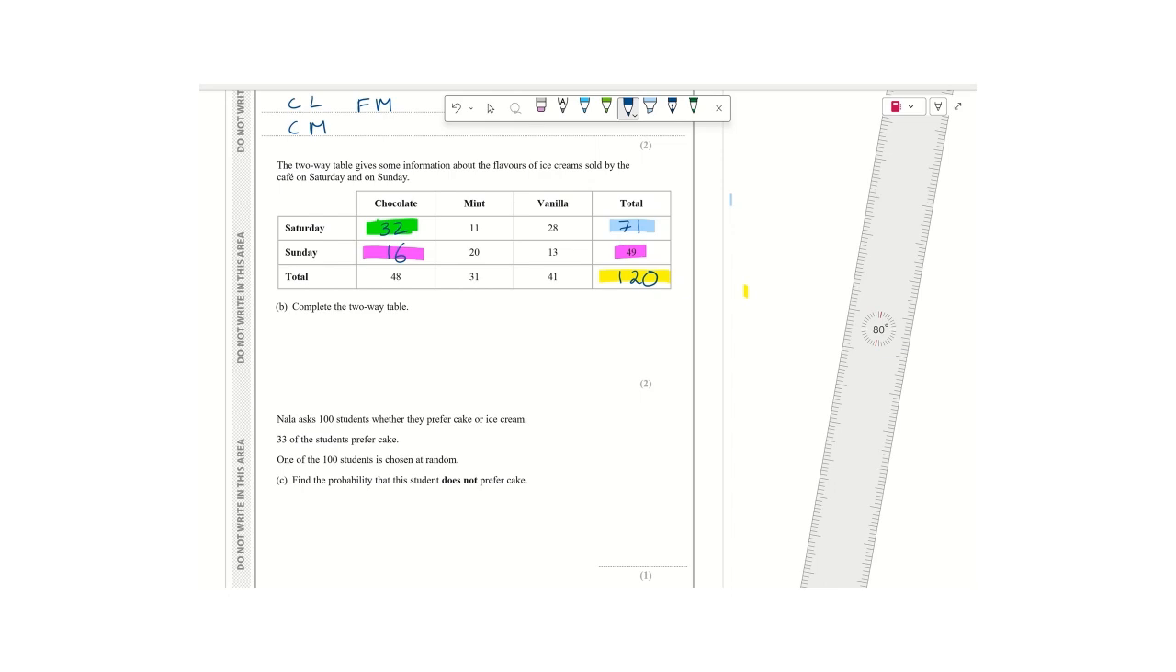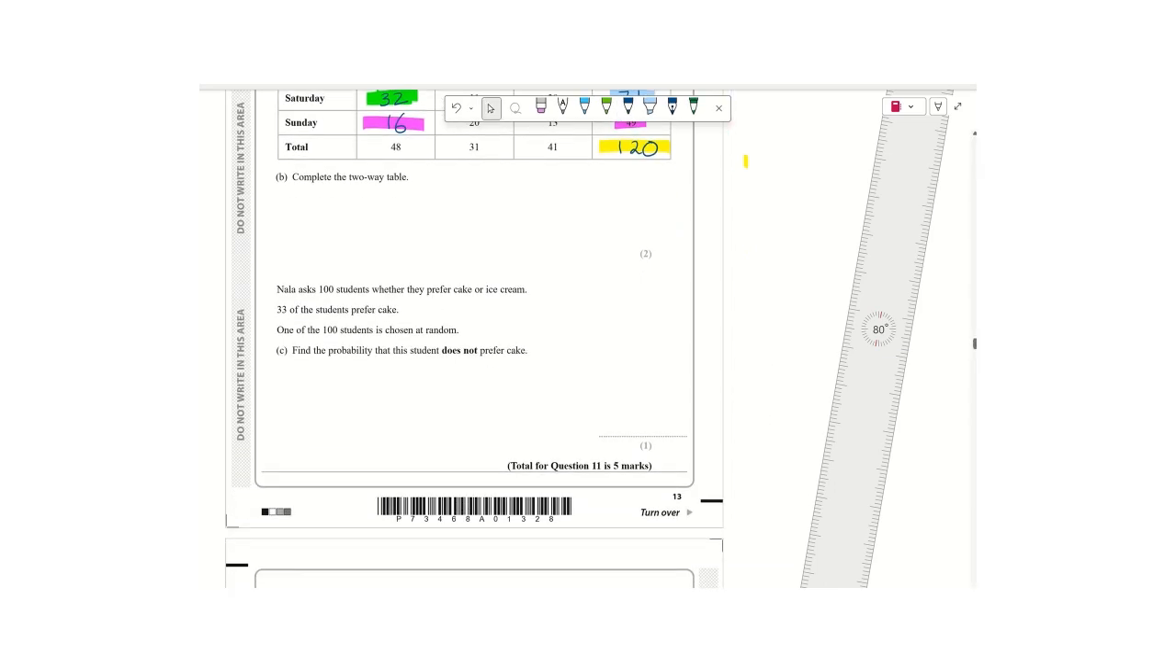Nala asks 100 students whether they prefer cake or ice cream. 33 of the students prefer cake. One of the students is chosen at random. Find the probability that they do not prefer cake.